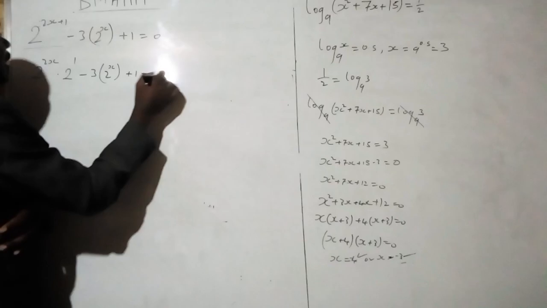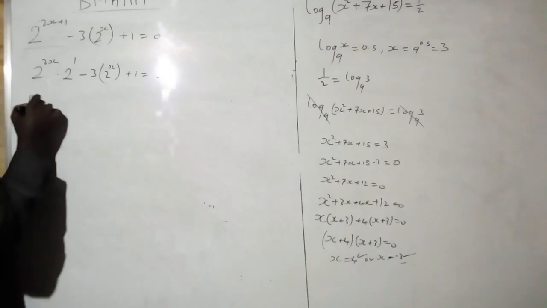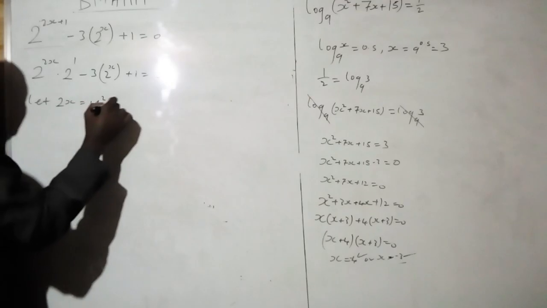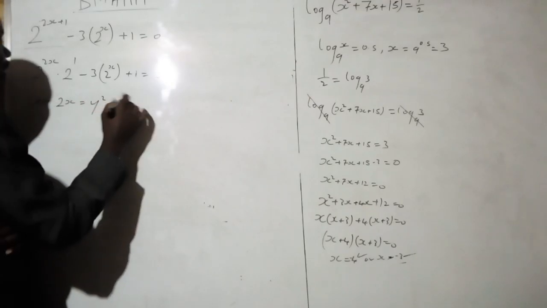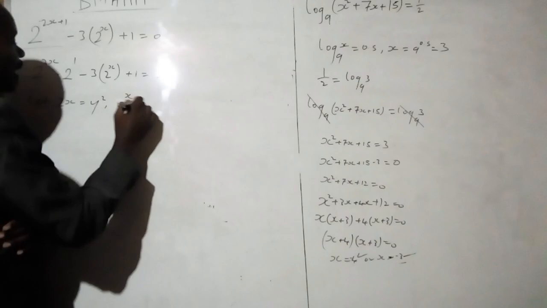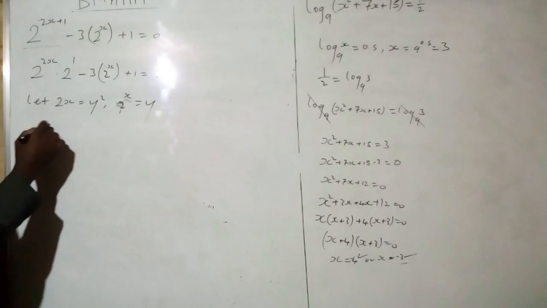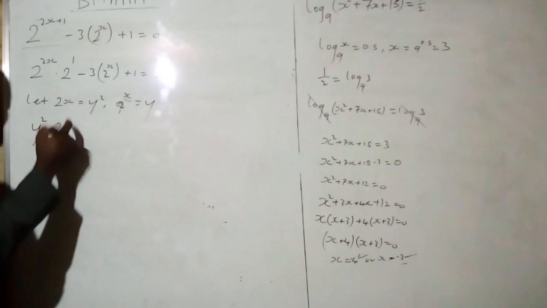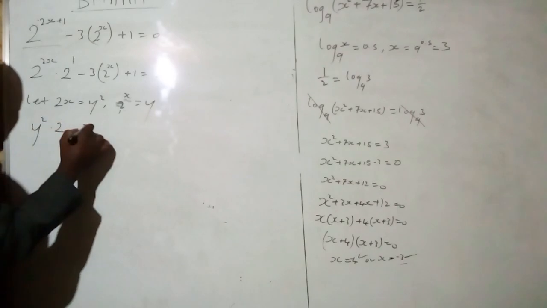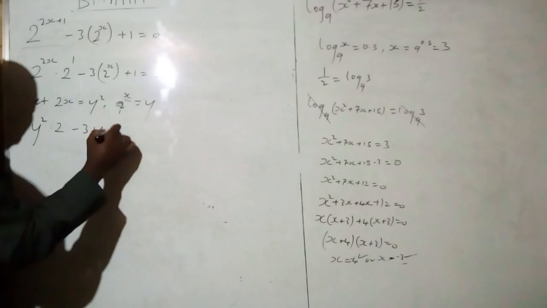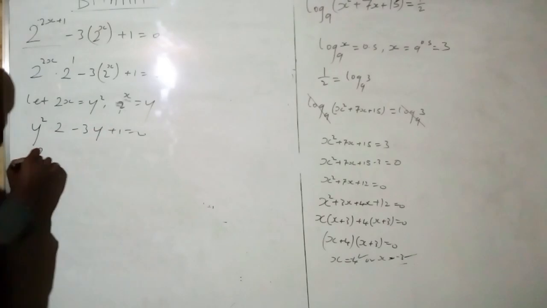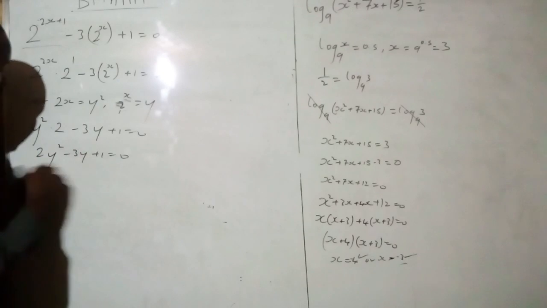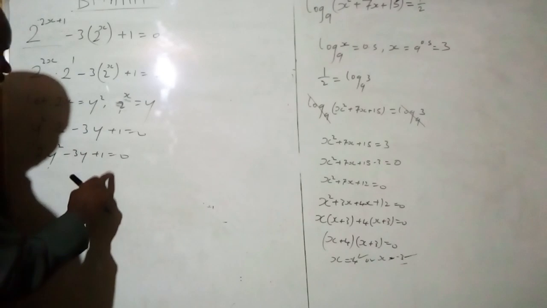We can say let 2 raised to the power x be y, and therefore 2 raised to the power 2x will be y squared. To have y squared times 2 raised to the power 1, which is 2, minus 3y plus 1 is 0. So 2y squared minus 3y plus 1 is 0. Now it's in the form of a quadratic.